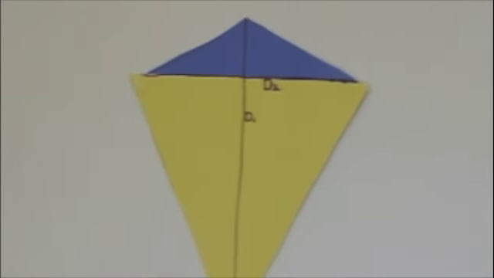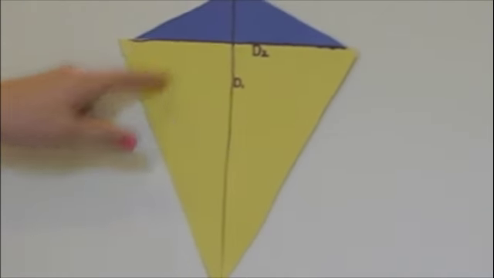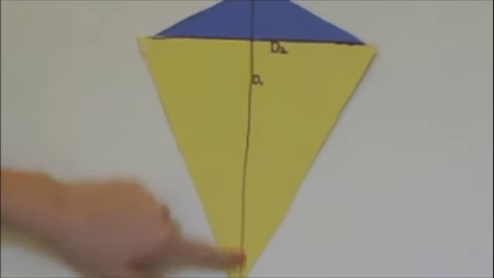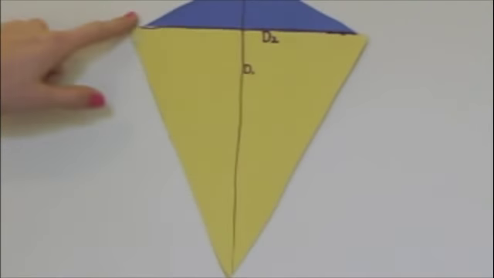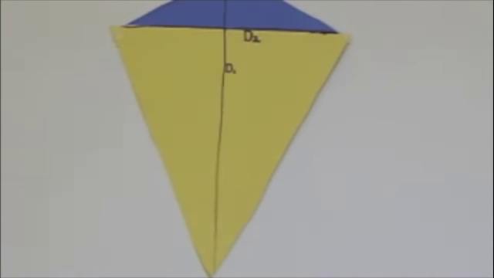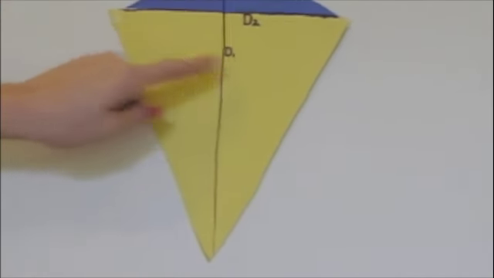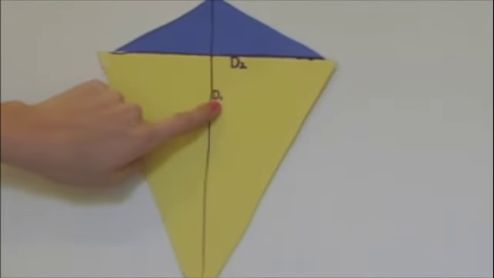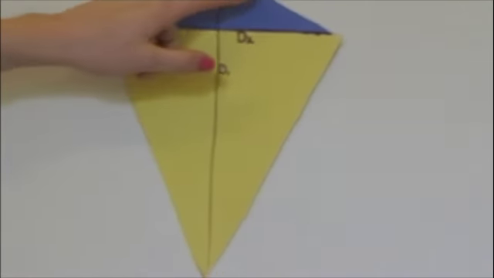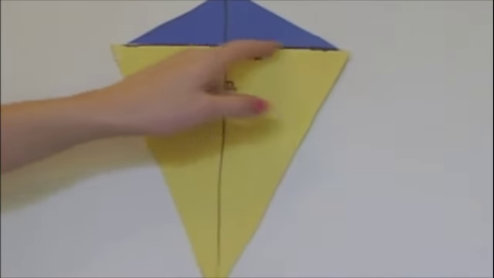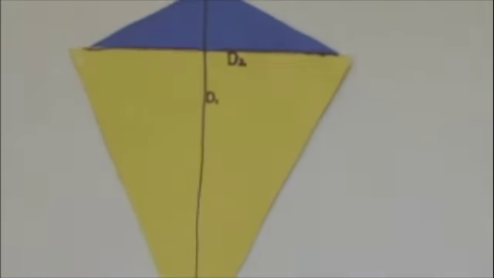A kite has 2 pairs of adjacent angles and a pair of equal opposite angles. The diagonals form a right angle, and a diagonal bisects the other. Diagonal 1 and diagonal 2. A kite has 2 triangles and 4 right triangles.